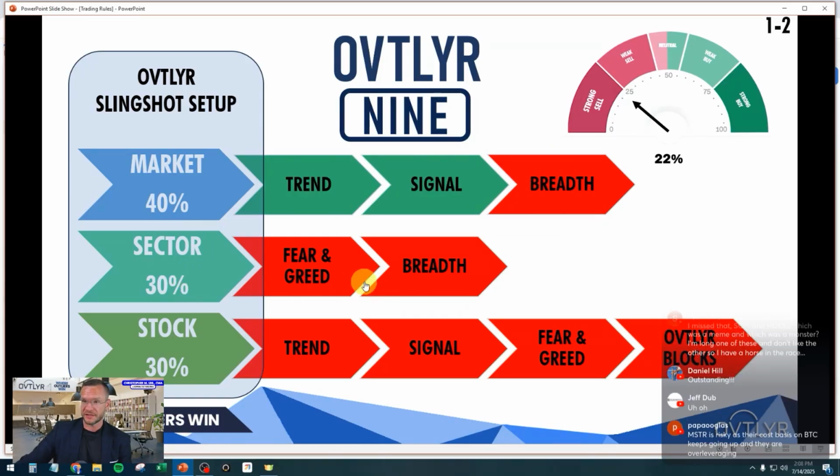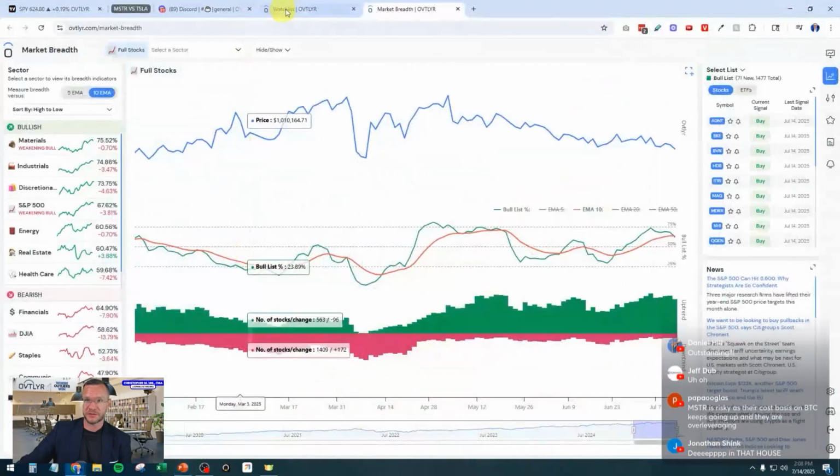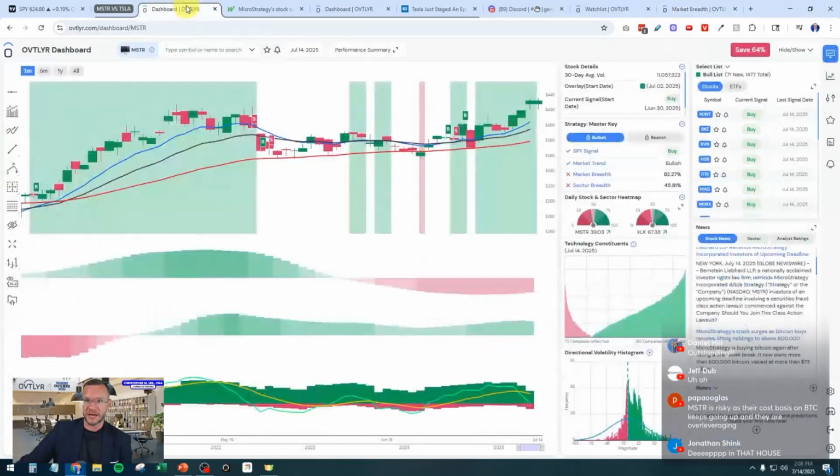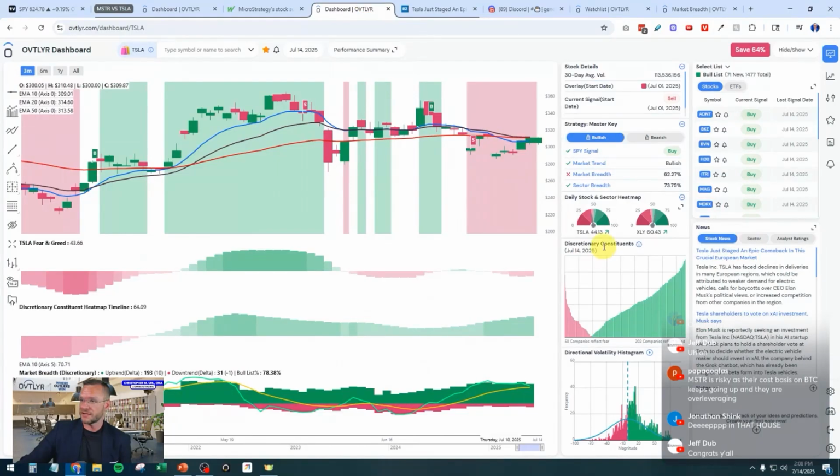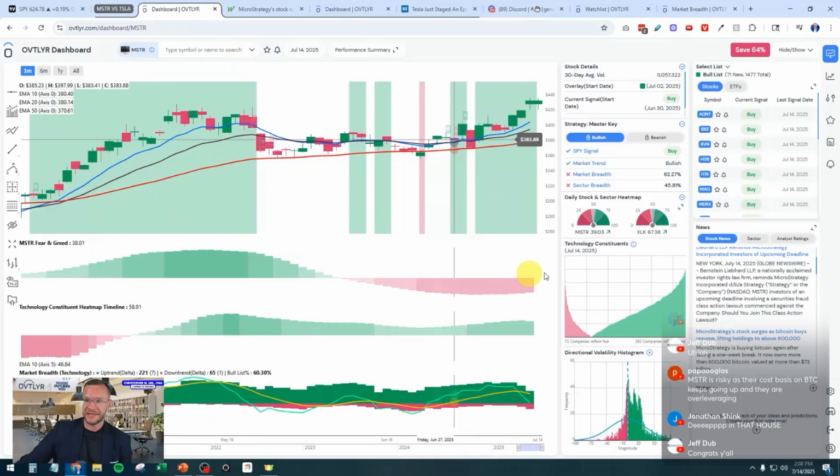All right. So next, let's go to the sector. So these are in two different sectors. MicroStrategy is actually going to be in the tech sector, and Tesla is not in the tech sector. It may feel like a tech stock, but it is in the discretionary sector. All right. So let's go to the tech sector first. The tech sector breadth is gone. Tech sector breadth has fallen off a cliff. It is going down hard and fast.